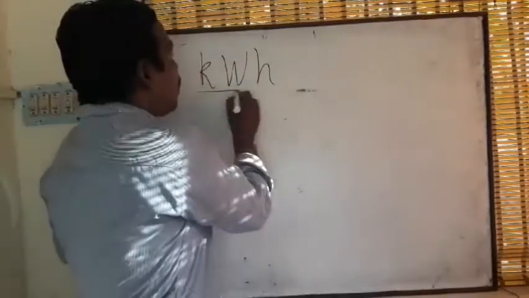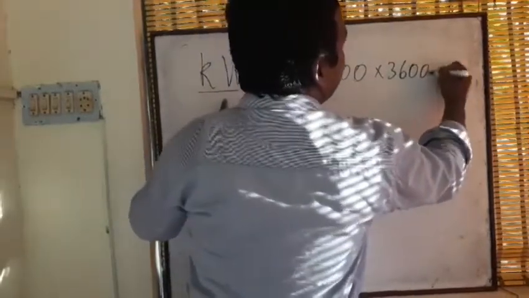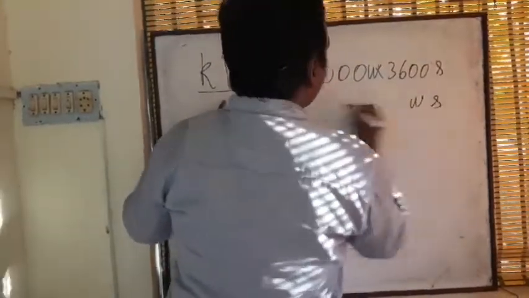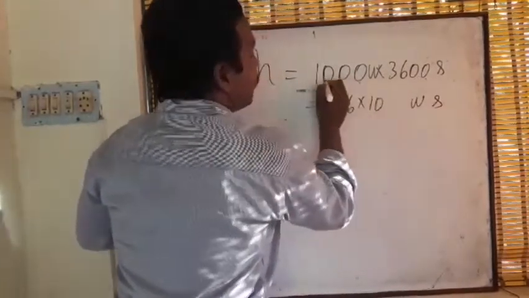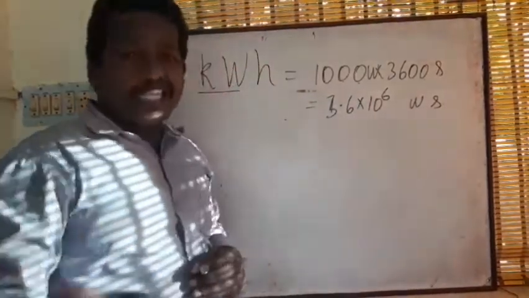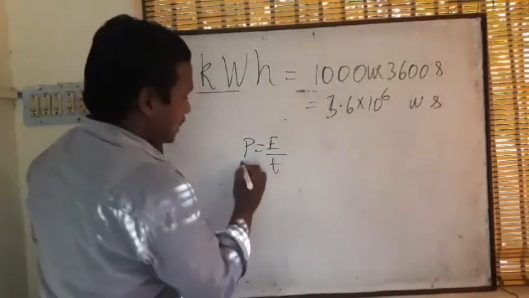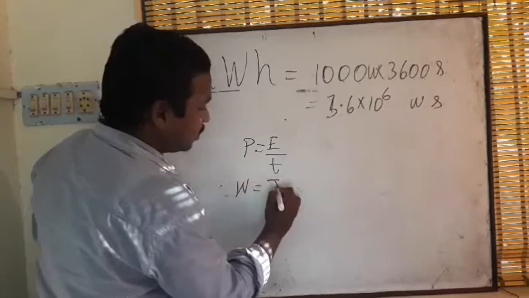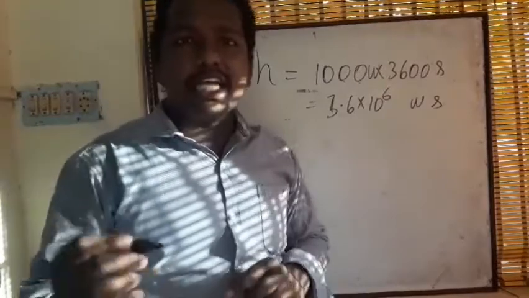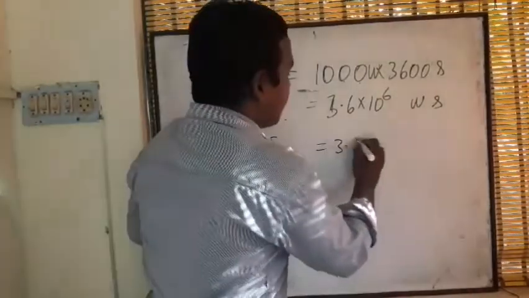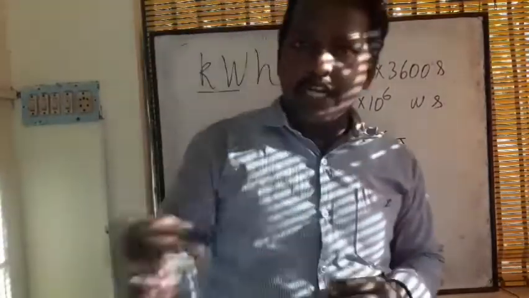1 kilowatt is 1000 watt. 1 hour is 3600 seconds. So that gives 3.6 into 10 power 6 watt second. Power is energy by time, so power is in watt, energy is in joule, time is in second. So joule is equal to watt second, which means watt second is the energy. So 1 kWh is 3.6 into 10 power 6 joules. So we learned what 1 kWh is.